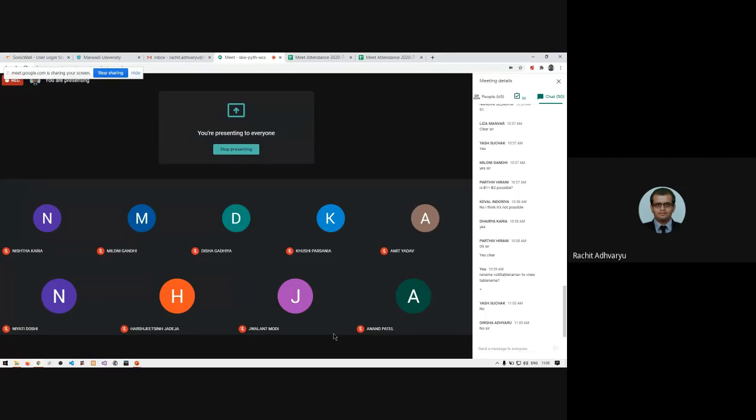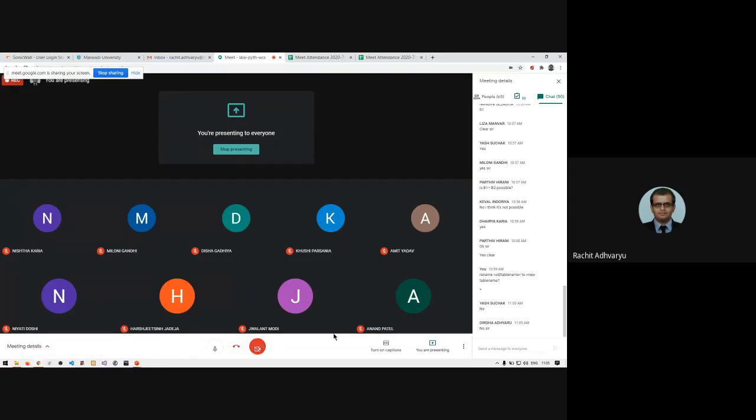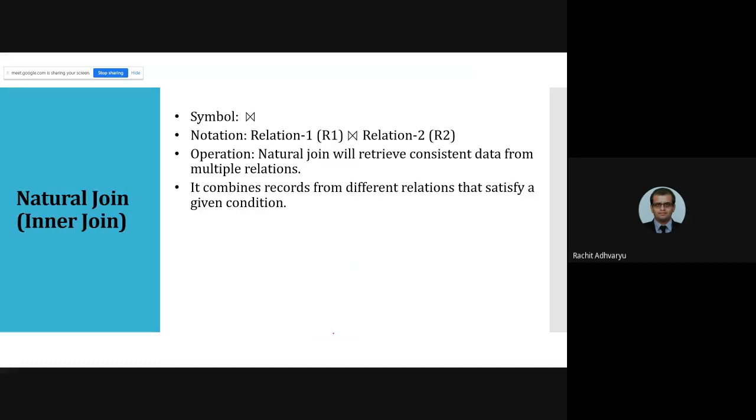Okay, so let's start with the next topic. The next is natural join, or the other name is inner join. Now, what is joining? Joining is merging two tables. We have seen the cross product, right? What is the cross product? Each row of one table is joined with each row of the other table. Similarly, the Cartesian product can be a subset of natural join or joins.